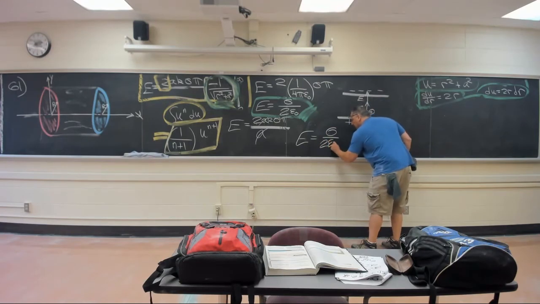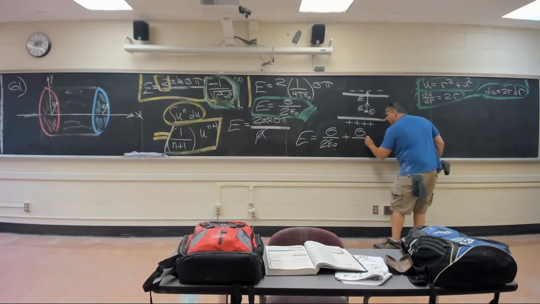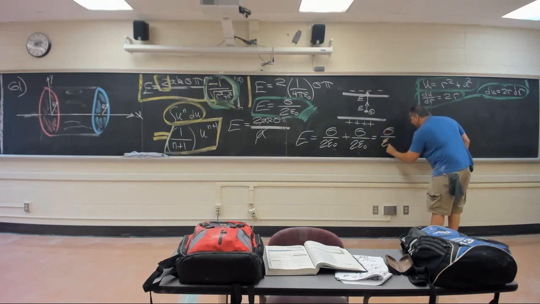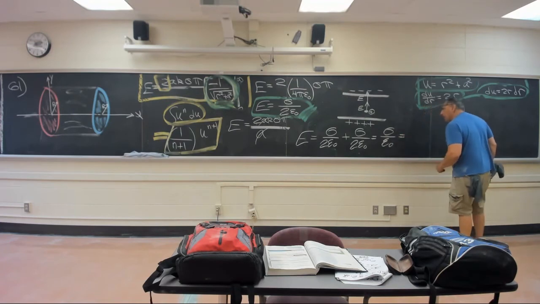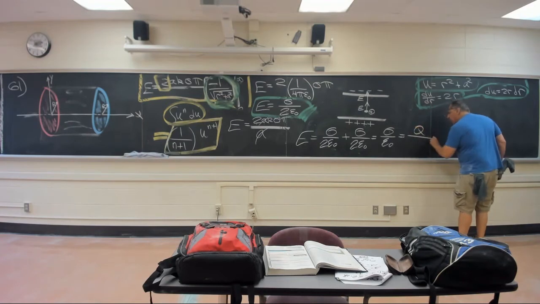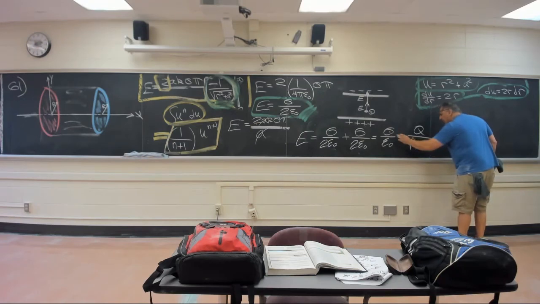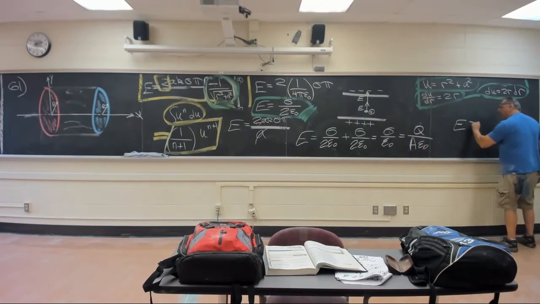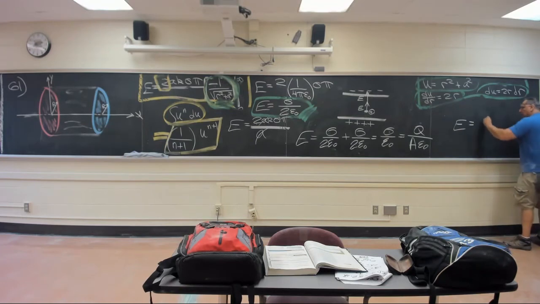It's sigma over 2 epsilon naught plus sigma over 2 epsilon naught. It's sigma over epsilon naught. I said that last time. What's sigma? Sigma is Q over A. Here's your epsilon naught. The E field between the plates of the capacitor is given by this.